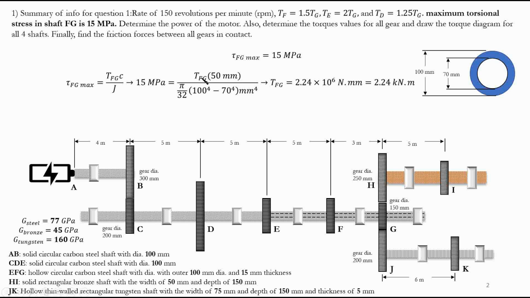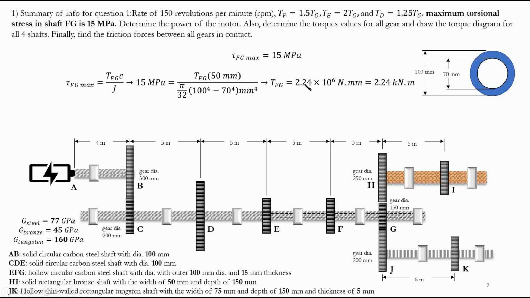And T_FG is the torque in that portion FG. Based on this formula, I get my torque for portion FG in Newton millimeters, and this is the value I'm getting. Of course, if I multiply this by 10 to the power negative 6, I get the value in kilonewton meters. One of the 10 to the power 3 is for milli, and the other is for kilo. So I get 2.24 kilonewton meters.